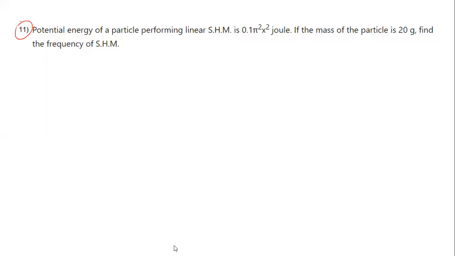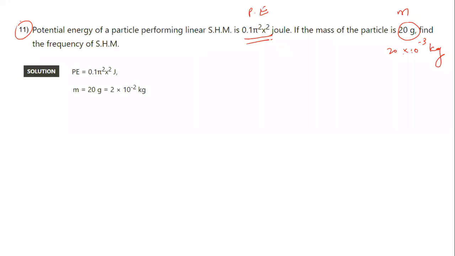Now here given, this is potential energy. This 20 gram is the mass that you have to convert into the kg. So you can write 20 into 10 raised to minus 3 kg. And frequency we have to find out, in a formula of potential energy. So solution here, potential energy is this, mass is this.